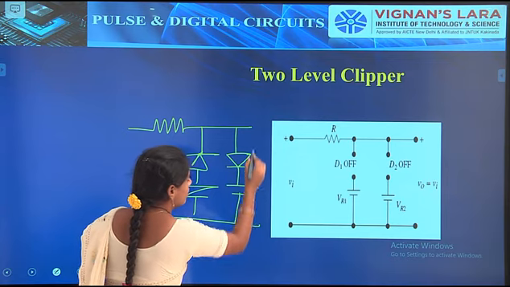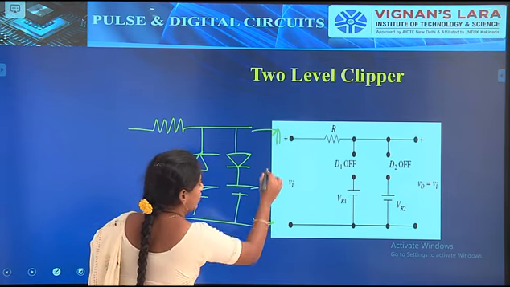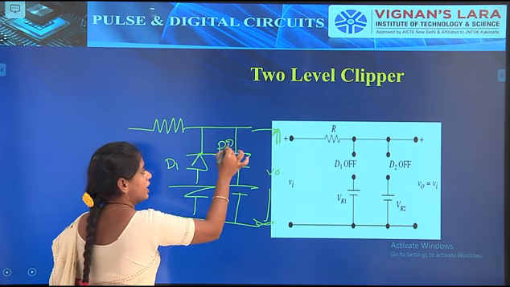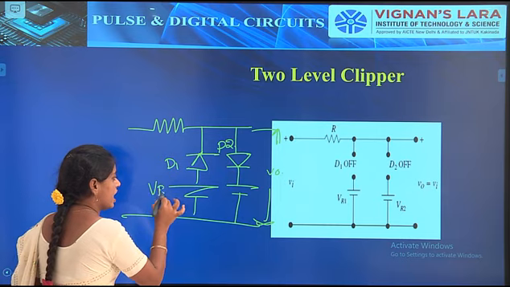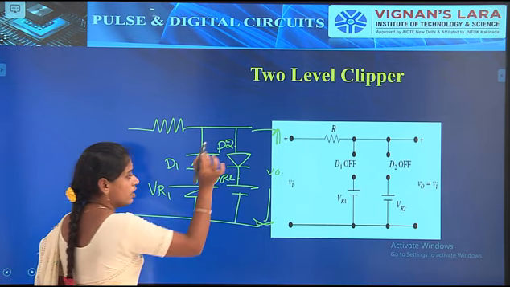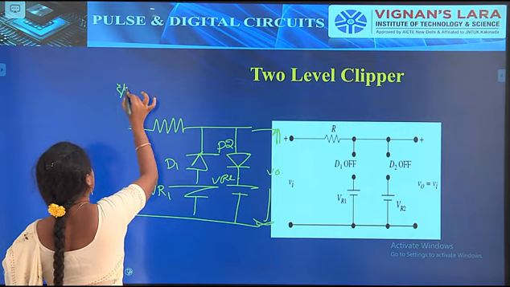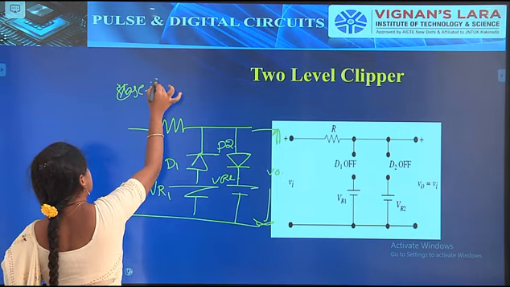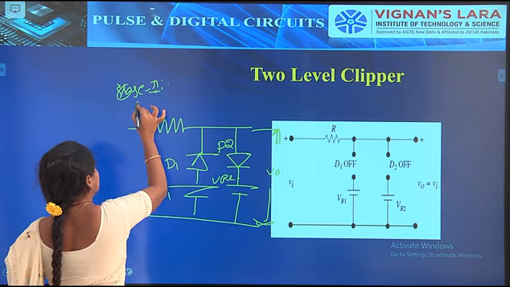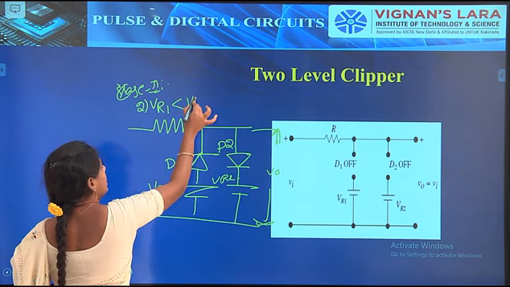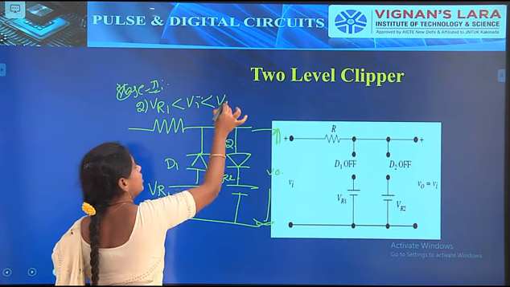This is V0. What is the condition we have to check? So this is diode D1 and this is diode D2, and this one is VR1 and VR2. At the second condition, we have to say that the Vi voltage, that is case 2, is VR1 less than Vi less than VR2.